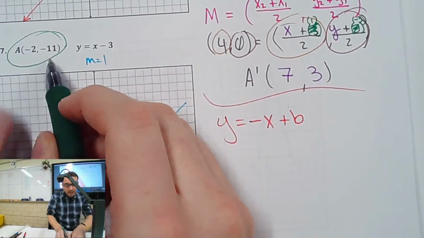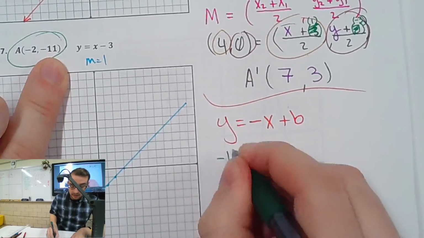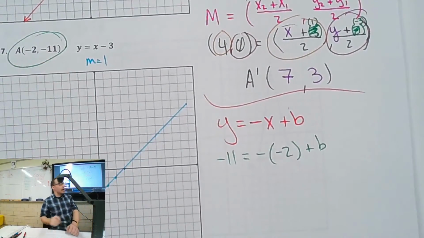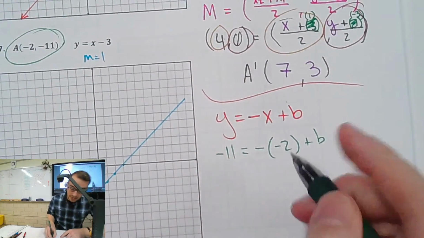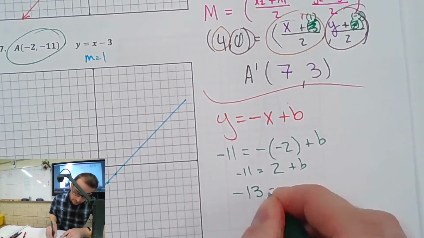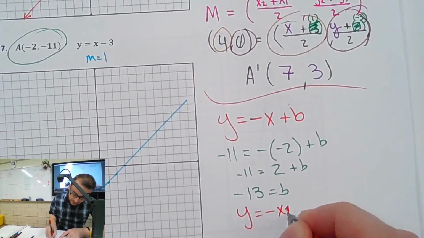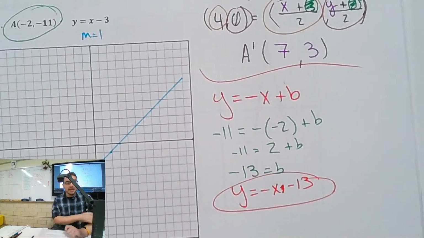So I plug that in. Negative 2 for the x. Negative 11 for the y. Whenever you plug stuff in, you wrap it in parentheses. That way you remember to get the double negative. Double negative means it's positive. We subtract 2, we get negative 13 for b, which means our equation is y equals negative x minus 13. Are we cool with that? That is the perpendicular line.